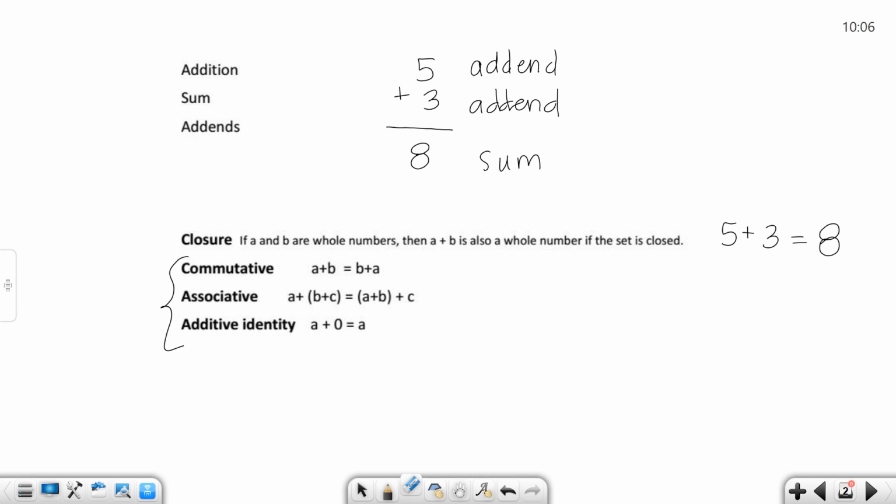Going back to the original part though, it says closure, and we're talking about only whole numbers, odd and even. If you add two whole numbers, you get a whole number back, and that's what closure means.